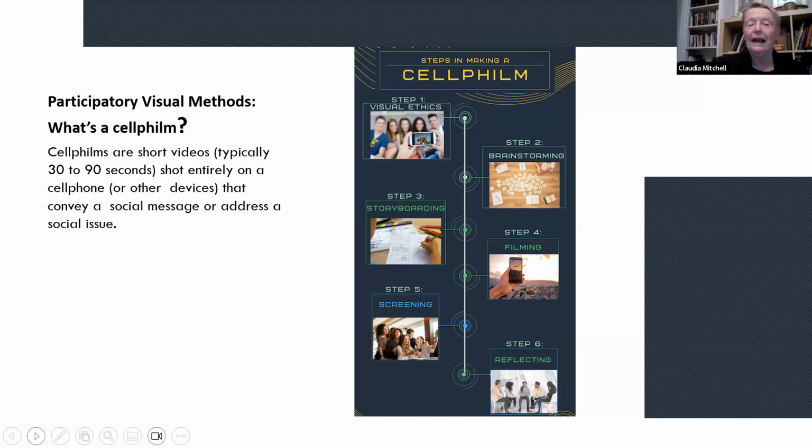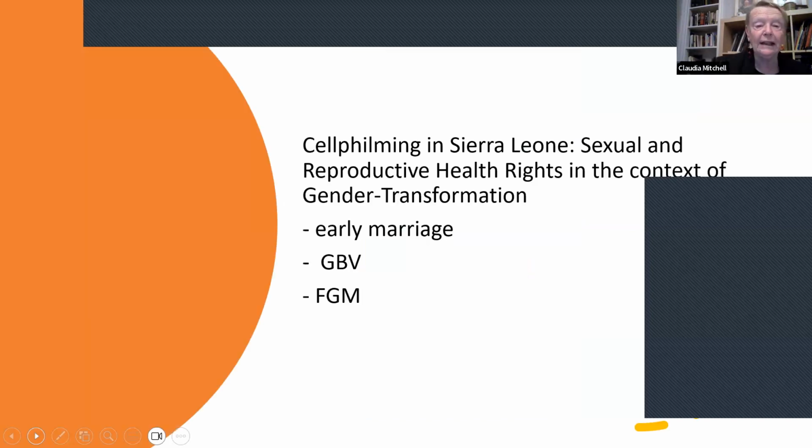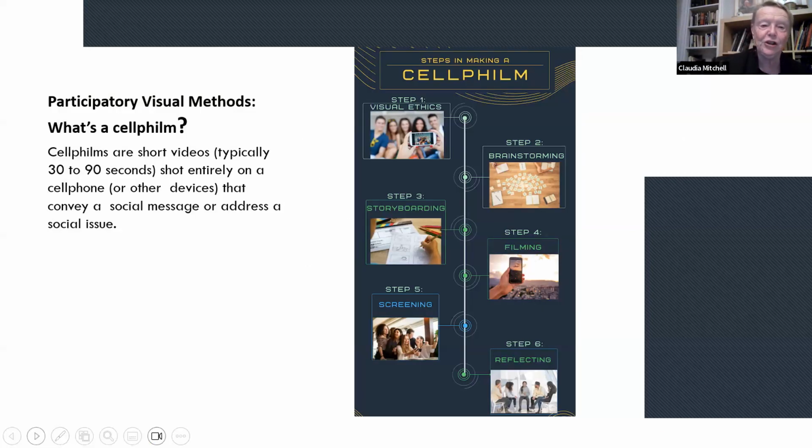And for us, we've been working with this methodology for some time now. These are usually very short videos that deal with a social message and that most often are done in the context of participatory research. And we have worked out very detailed steps from brainstorming to storyboarding to visual ethics to the shooting of the films themselves, but highly importantly, the reflexive process and public screenings.